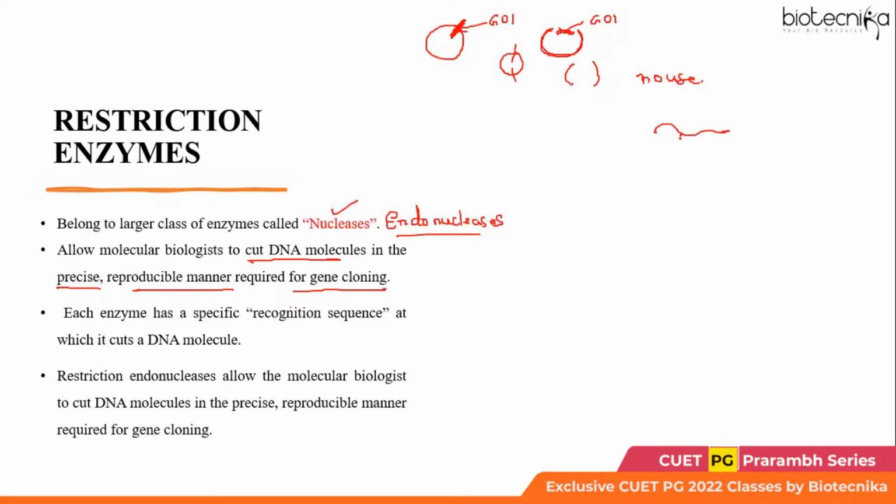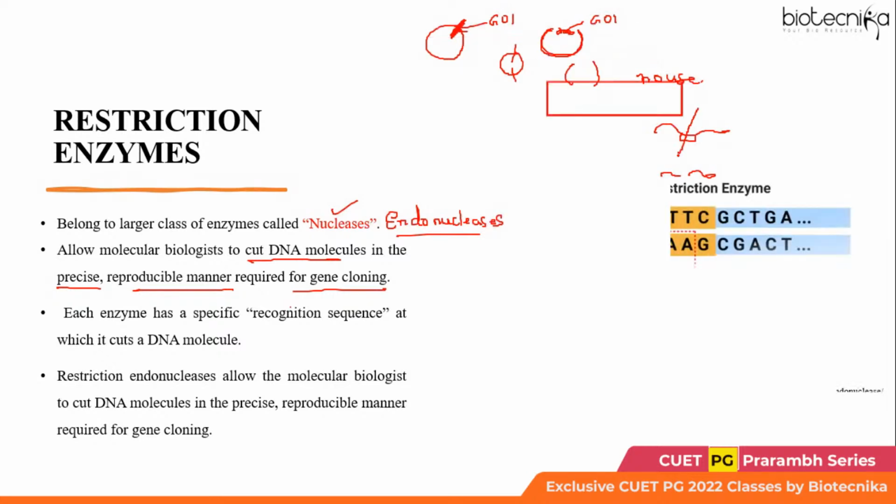Similarly, this is your DNA fragment carrying the gene of interest. Now, if the enzyme you are using cuts the fragment from here, don't you think your gene of interest is disrupted? So that means gene cloning requires that the DNA molecule be cut in a very precise and reproducible fashion. So one of you asked me, ma'am, what is a restriction enzyme? Restriction enzymes are enzymes which cut the DNA molecule in a very precise and reproducible manner, which is required for gene cloning. Now, this raises a question: how are these enzymes cutting so precisely?